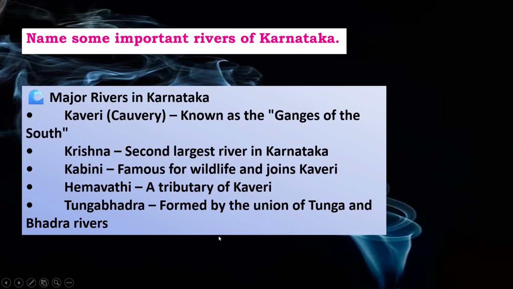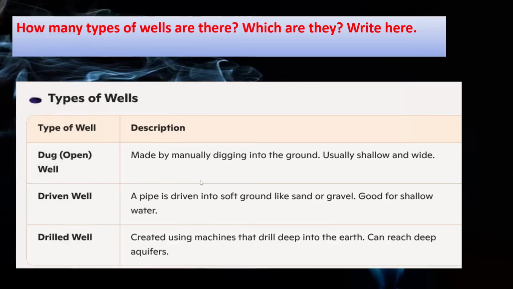Name some important rivers of Karnataka. Major rivers in Karnataka: Kaveri, known as the Ganges of South; Krishna, second largest river in Karnataka; Kabini, famous for wildlife and joins Kaveri; Hemavati, a tributary of Kaveri; Tungabhadra, formed by the union of Tunga and Bhadra rivers.